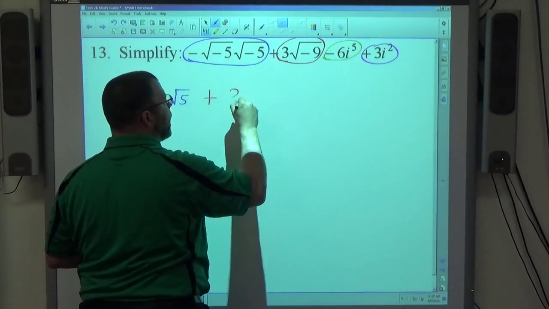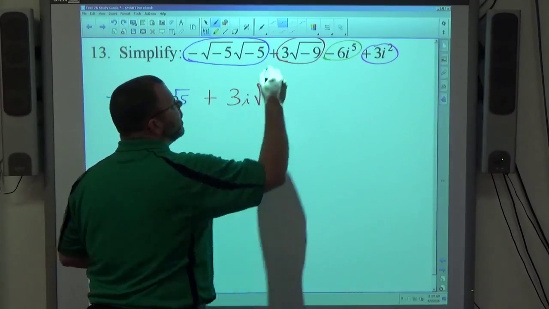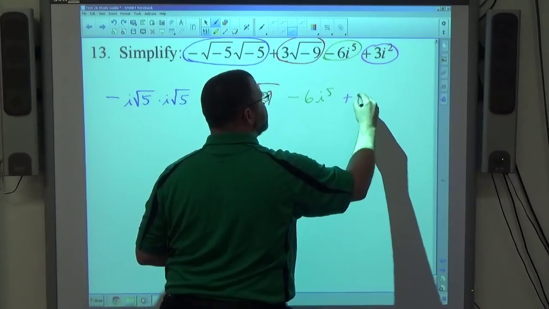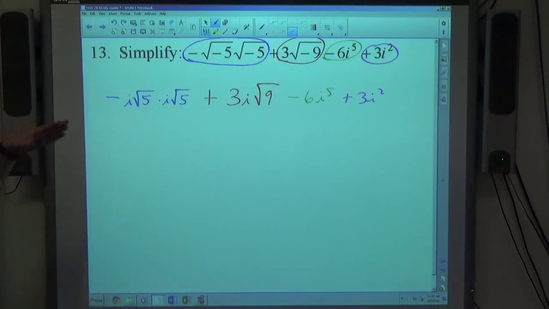The second one, 3 is already outside. I'm going to take an i out for the negative, and the square root of 9 is left there. Then I've got minus 6 times the i to the 5th, and I've got plus 3i squared. I know what i to the 5th and i squared are. I don't want to deal with that yet. I'm going to fix all the other stuff first.